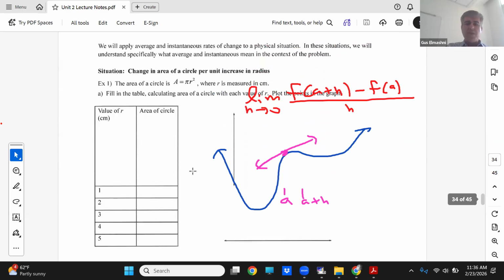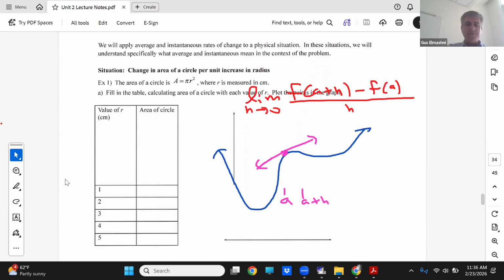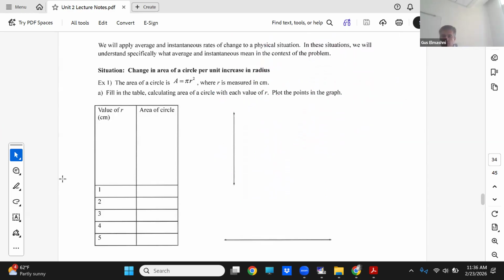Okay, so let's move on to the next page. Look at instantaneous rate of change for physical situations. In these situations, we will understand what specific average rate and instantaneous rate mean. So let's look at a circle. Pi r squared. The circle is expanding, right?